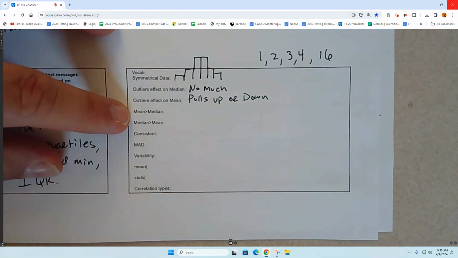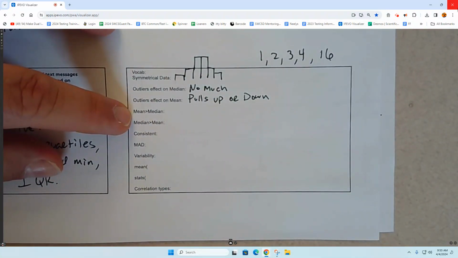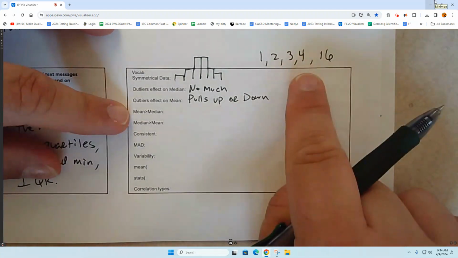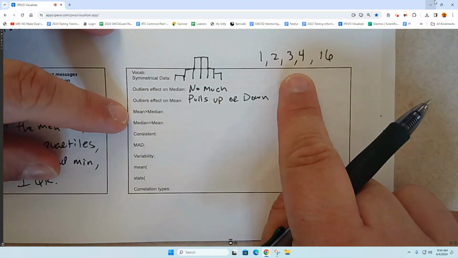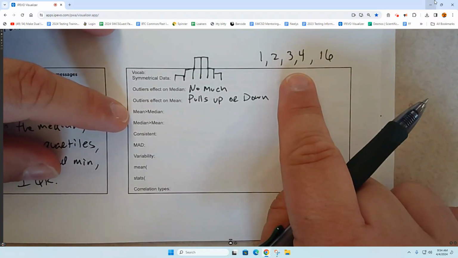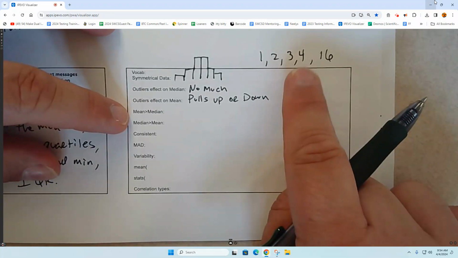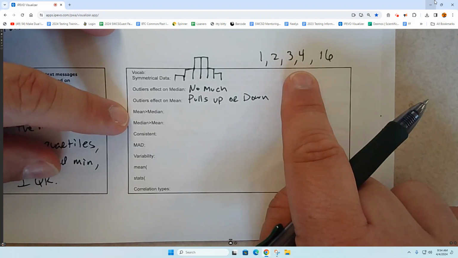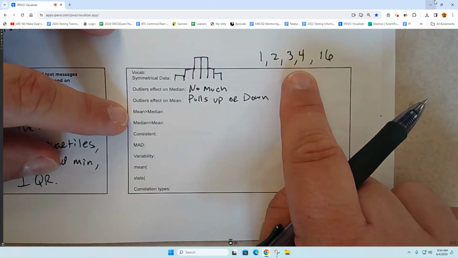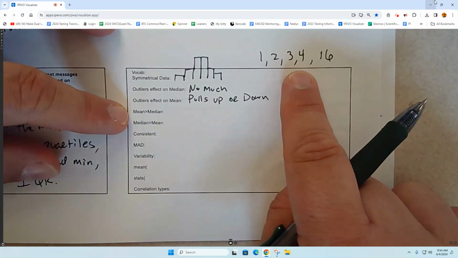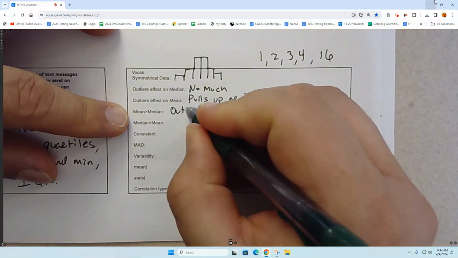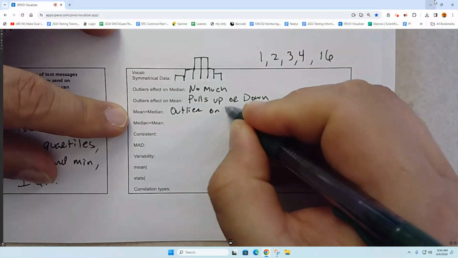Okay. If the mean is bigger than the median, let's see if we can come up with this. Is the mean on this going to be bigger than the median? Yes. Okay, what does that mean? It means that there's an outlier at the end. Let's use left or right. Right. This means we have an outlier on the right.